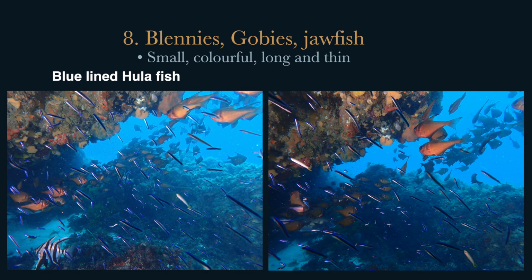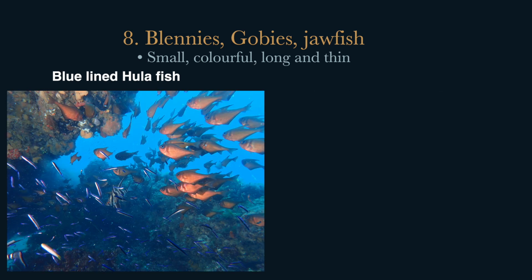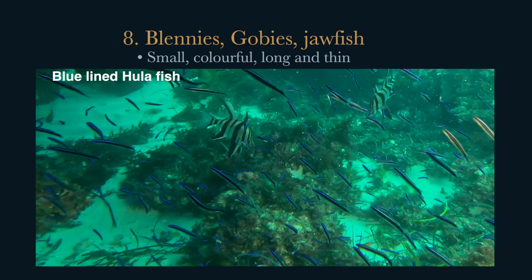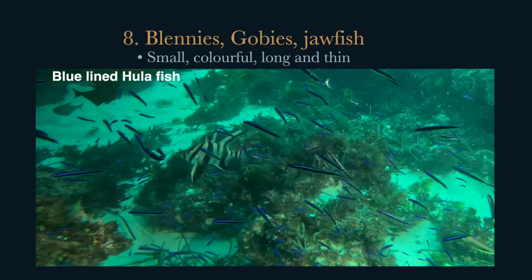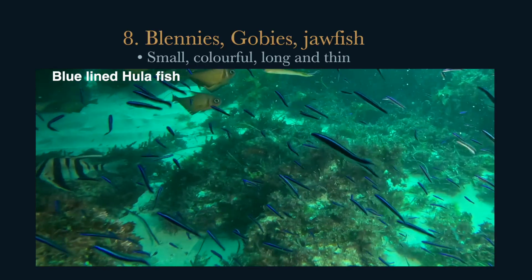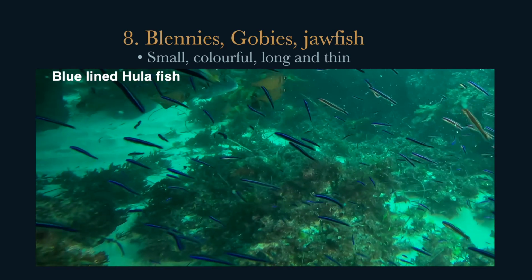Blue-lined hula fish are small, colourful and long fish which form small aggregations close to the reef. They can grow to 8 centimetres and the males guard the eggs. They live in the temperate zone and we regularly see them out around the reefs of Perth. In the background here there's an old wife and some bullseyes.